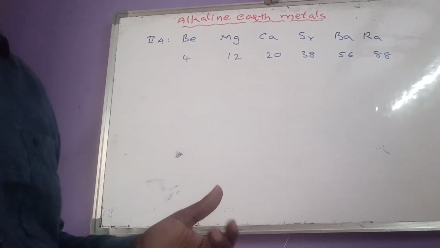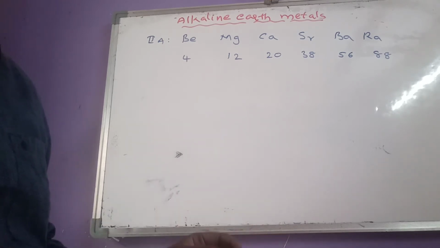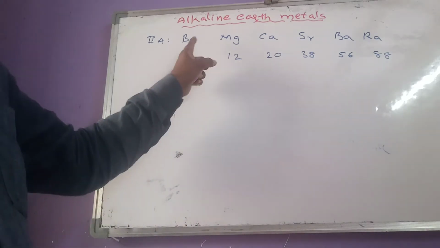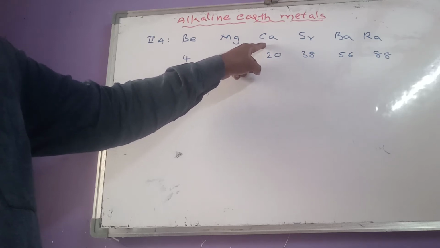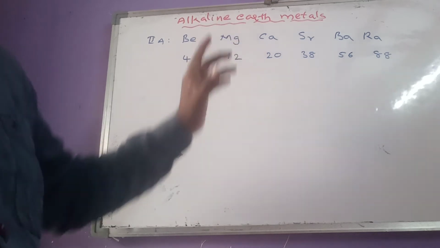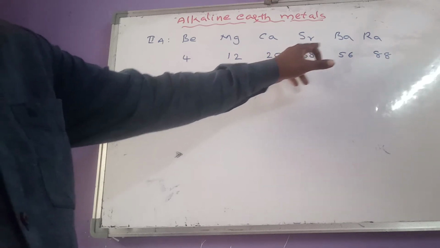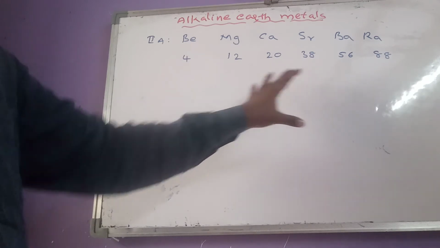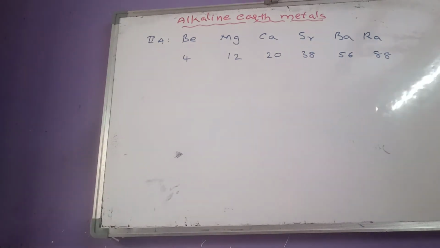They are not available in much abundance. Availability is very less. Okay, now next one here, calcium is the fifth most abundant element and magnesium is the sixth most abundant element in the earth's crust. And of course strontium and barium are less abundant. Okay, this is regarding the name and abundance of these second A group elements.